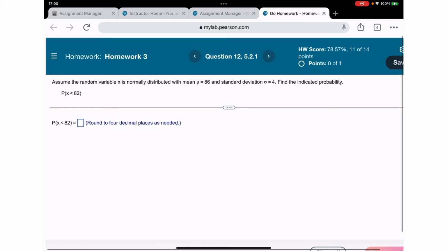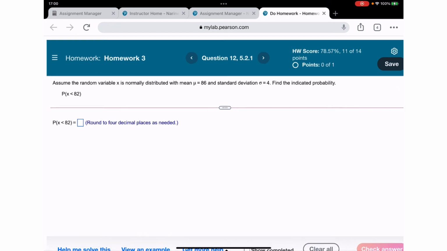Next question, number 12. So it's asking for left. Okay, I have to go to school right now. We have class starting in an hour.